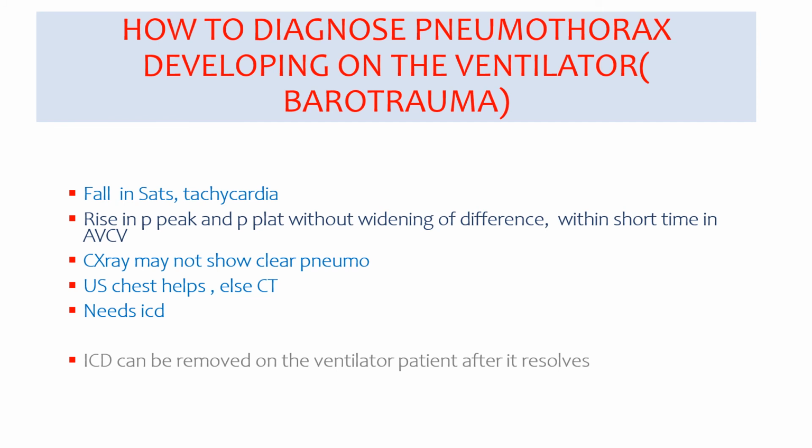So if you can rule out a parenchymal pathology, then you know you are dealing with a pleural pathology which is likely to be a pneumothorax, because you can differentiate between a pleural effusion and a pneumothorax, which is the other cause, that is the pleural effusion. Please remember, X-ray may not show a pneumothorax clearly, and ultrasound helps, or you do a CT, and any patient who develops a pneumothorax on the ventilator needs an ICD.